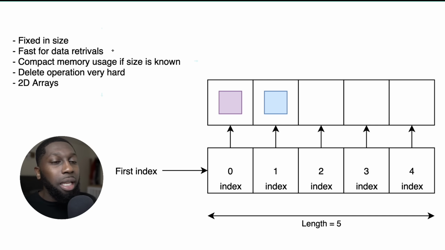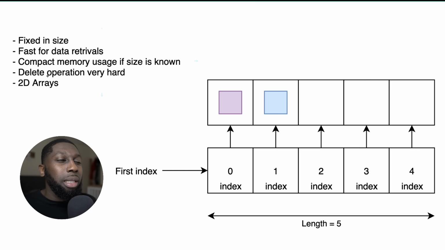So later when you learn about big O notation, retrieving an element from an array is just O of 1, right? So it's really fast.